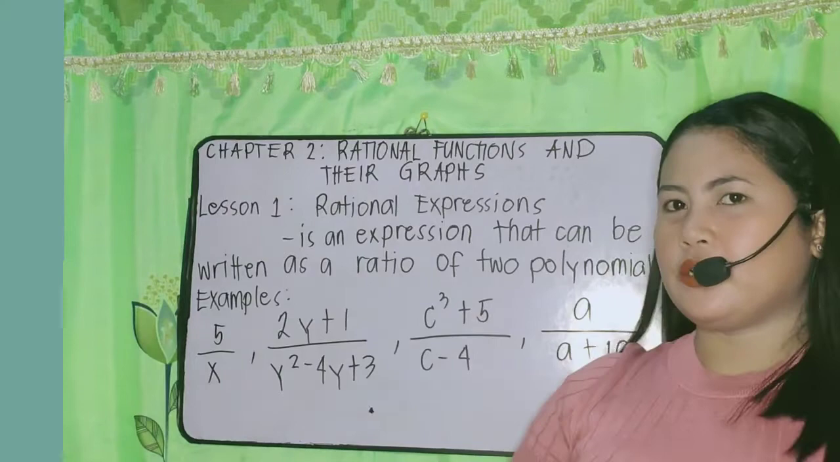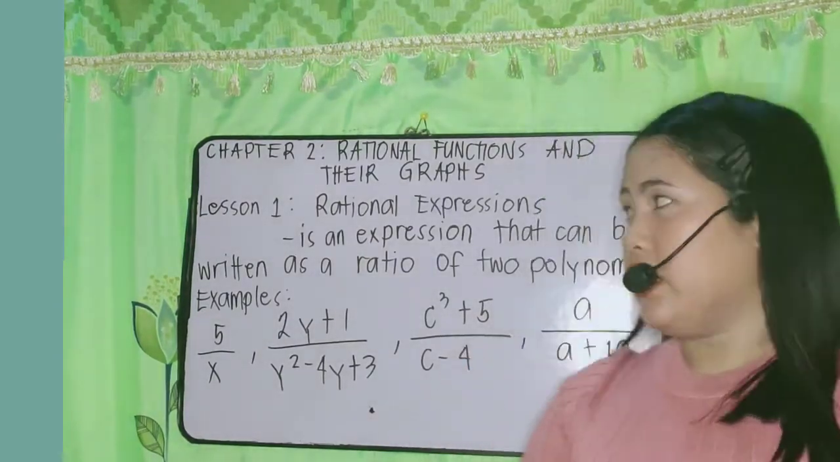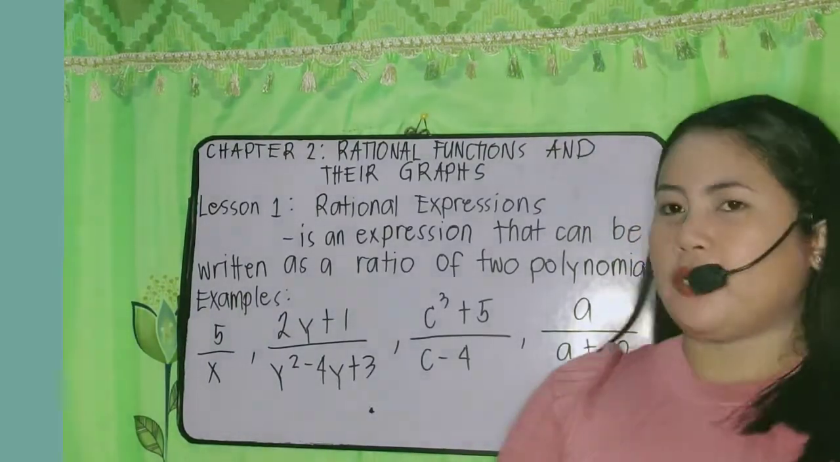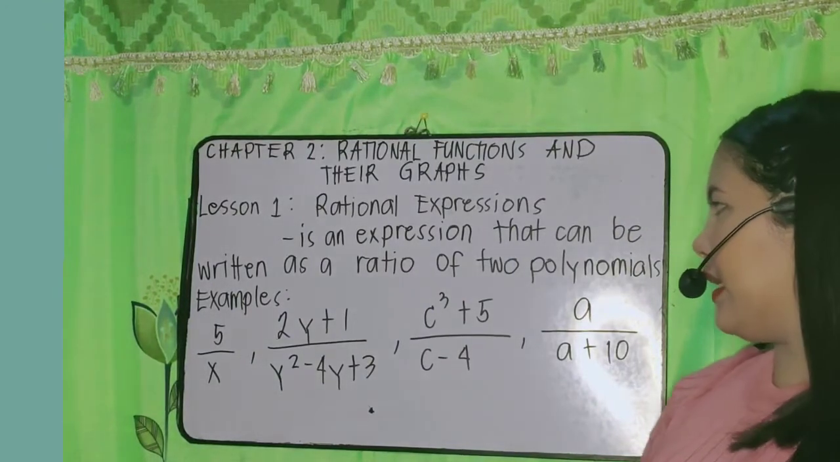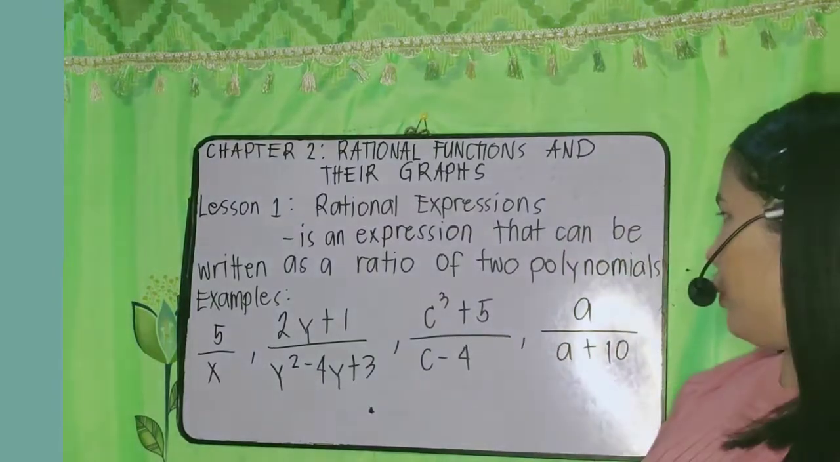Going to discuss chapter 2, which is all about rational functions and their graphs. Under chapter 2, we have lesson 1, which is all about rational expressions. When we say rational expression, it is an expression that can be written as a ratio, or the numerator over the denominator, of two polynomials.